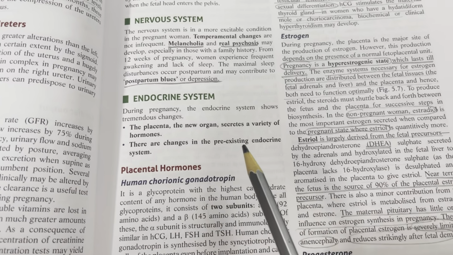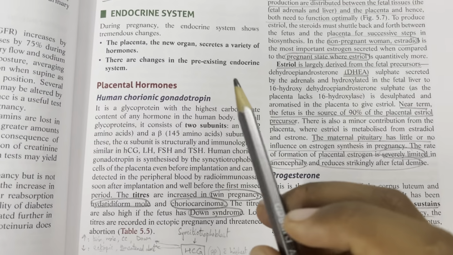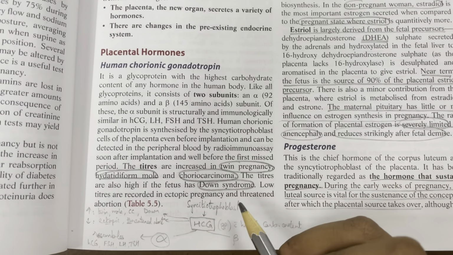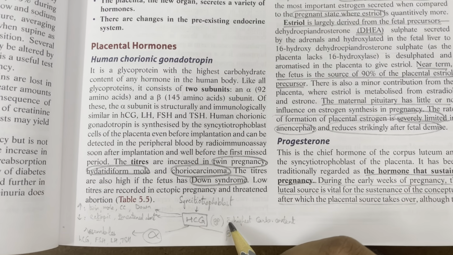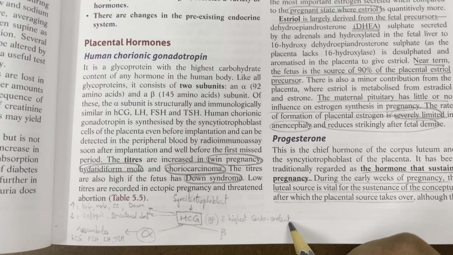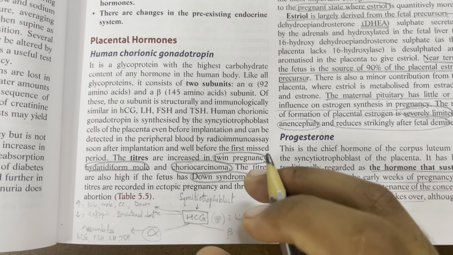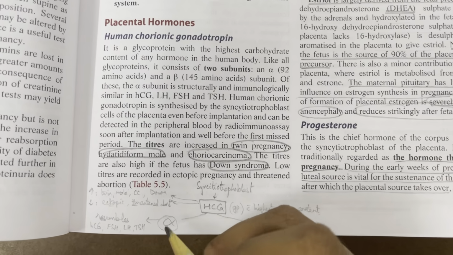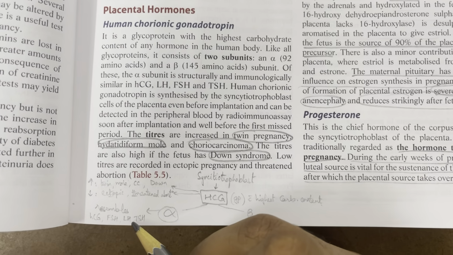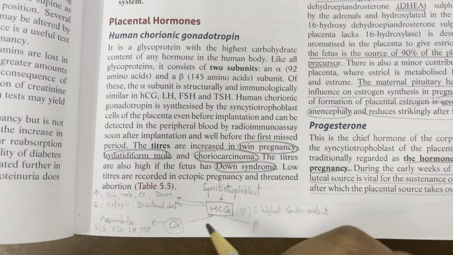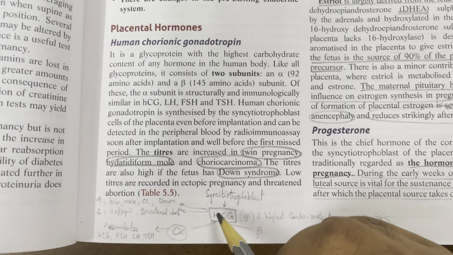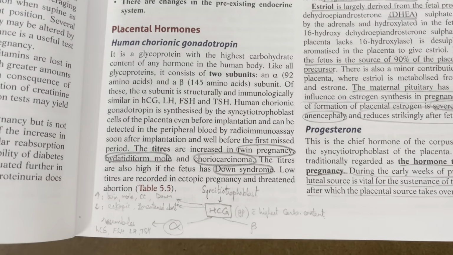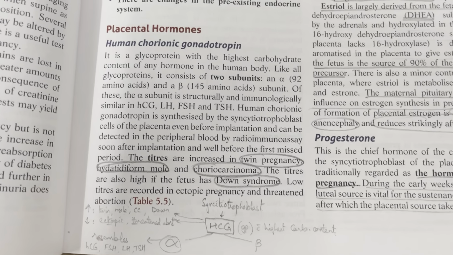Next, endocrine system. You have the placenta, which secretes a variety of hormones. Starting with HCG. HCG is secreted by the syncytial trophoblast. It's a glycoprotein with the highest carbohydrate content in the body. So it is the glycoprotein with the highest carb content. It has two subunits, alpha and beta. The alpha subunit resembles FSH, TSH, LH, all these. Okay, and the levels are increased if it is a twin pregnancy or a molar pregnancy or choriocarcinoma, and levels are increased even in Down syndrome.